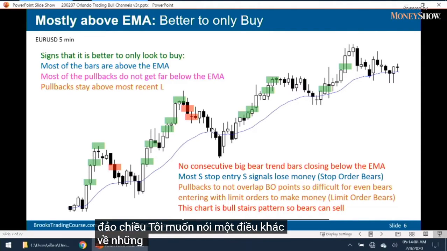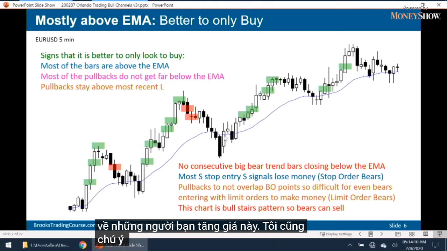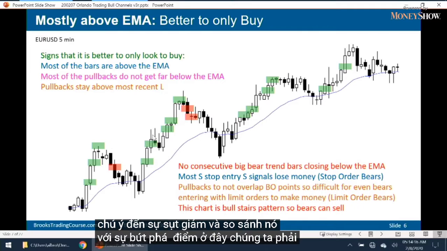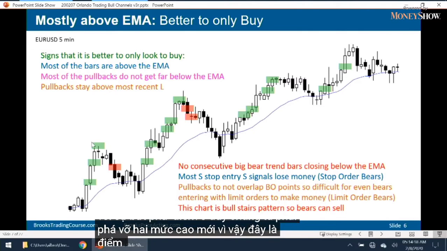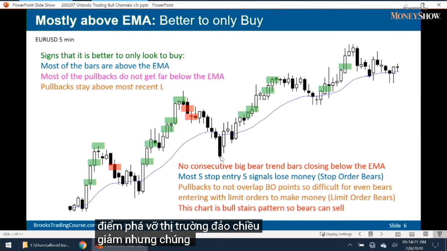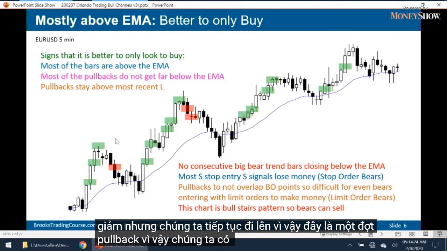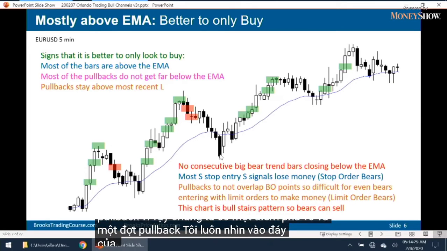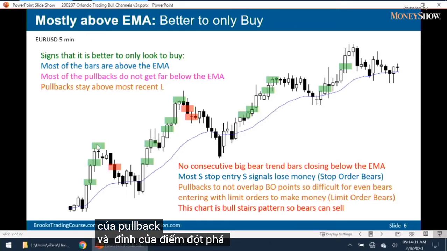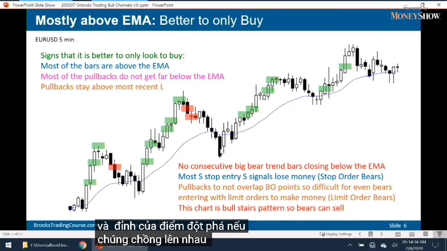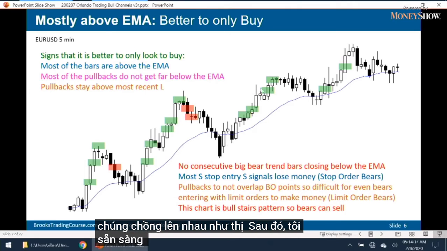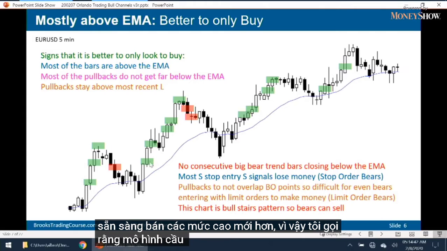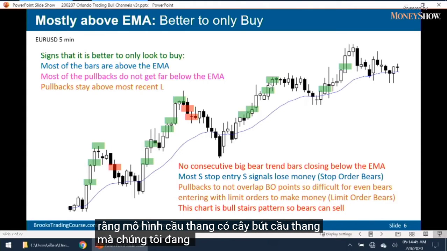I want to say one other thing about these bull trends. I also pay attention to the pullback and compare it to the breakout point. Here we got a breakout to a new high. So this is the breakout point. The market reversed down, but we continued up. So this is a pullback. So we have a breakout point and a pullback. I always look at the bottom of the pullback and the top of the breakout point. If they overlap like this, then I'm more willing to sell new highs. Okay? So I call that a stairs pattern. Stairs pattern, we're stair stepping up.